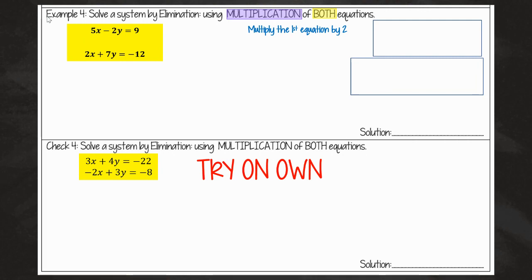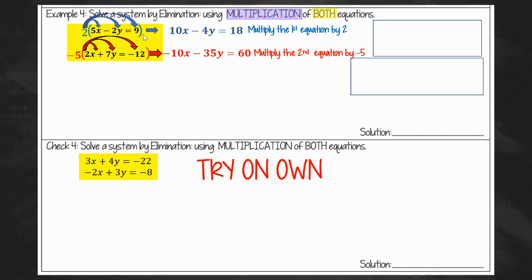So we're going to multiply the first equation by 2 because our coefficient on this second equation is 2. So if we multiply this by 2, you'll notice we get 10x minus 4y equals 18. Because again, I multiplied the entire equation by 2, not just the x and y terms, but also the constant. Now I can multiply the second equation by a negative 5. Sorry, not sure why it went out of order there. But I'm going to multiply the second equation by negative 5. And so I get negative 10x minus 35y equals 60.